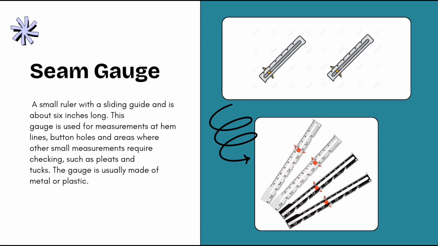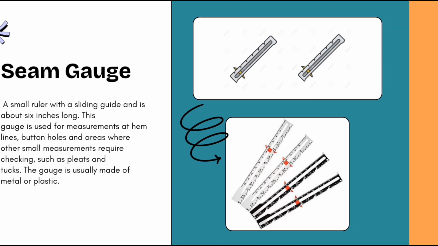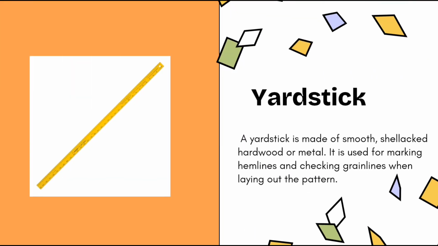So the next one is a seam gauge. A small ruler with a sliding guide that is about 6 inches long. This gauge is used for measurements at hemlines, buttonholes, and areas where other small measurements require checking, such as pleats and tucks. The gauge is usually made of metal or plastic. So we also have a yardstick.